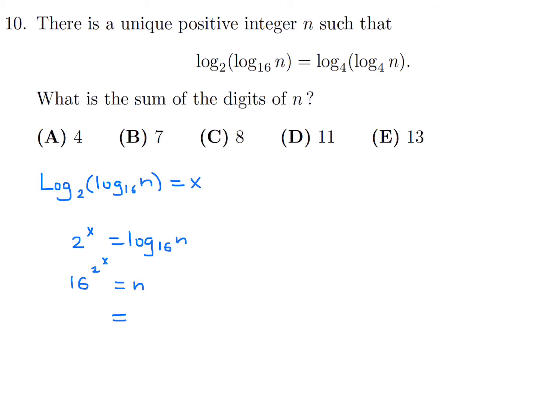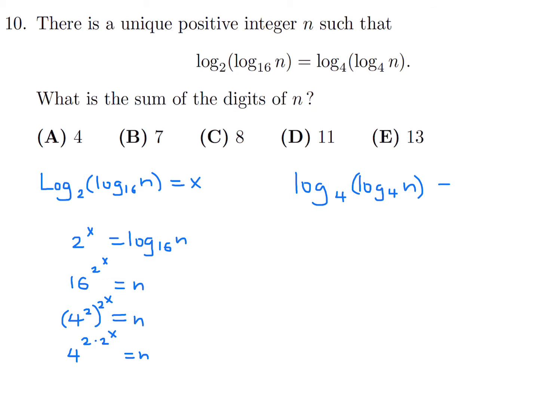16 is what? 4 squared. So it's going to be 4 to the power of 2 to the power of 2 to the x. And that's going to be 4 to the power of 2 times 2 to the power of x. And I think I'll leave it at that for now. Now we do the exact same thing, but on that guy. So it's the log of base 4 log of n to the base 4.